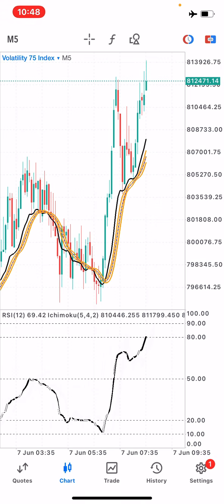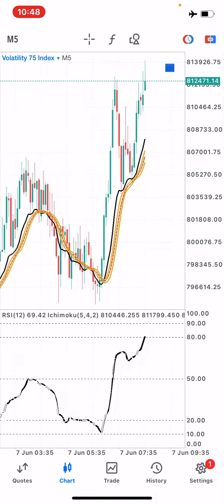Now let's take a look at the conditions. There are 3 conditions basically that have to be met for this strategy. The first condition is you want your black line or your Ichimoku, if you want to place a buy, to be within the region of 20 and 10, or the level 20 and 10, like that, right? That's the first condition.